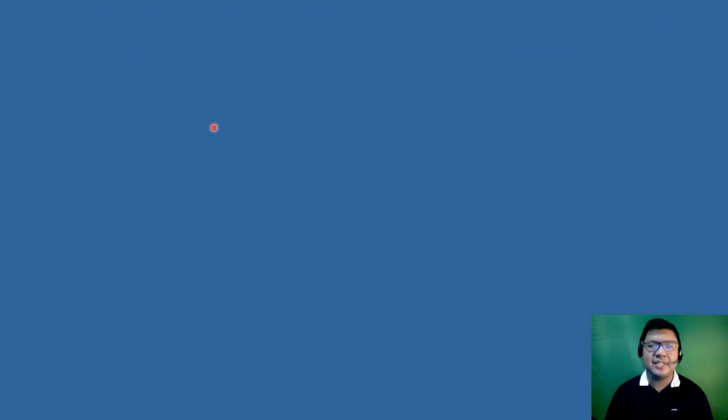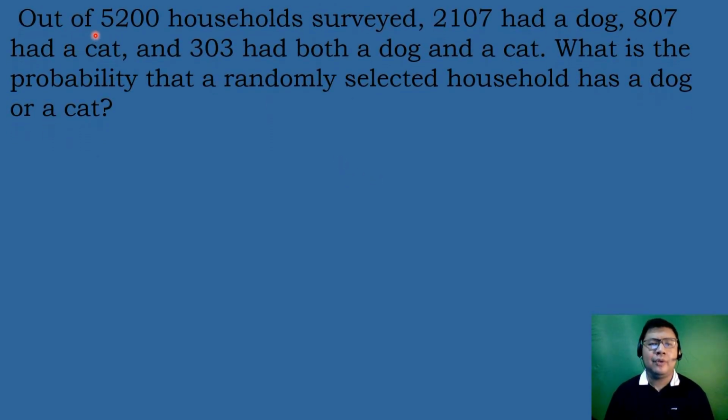Let's have another example. Out of 5,200 households surveyed, 2,107 had a dog, 807 had a cat, and 303 had both a dog and a cat. What is the probability that a randomly selected household has a dog or a cat?